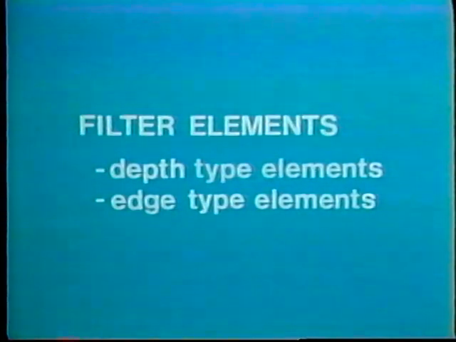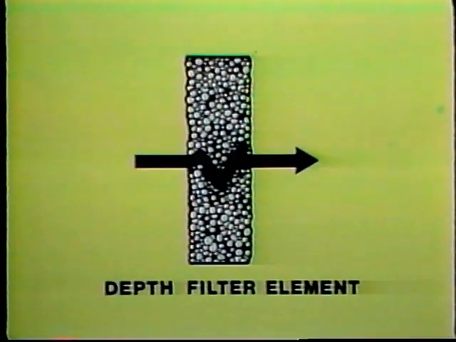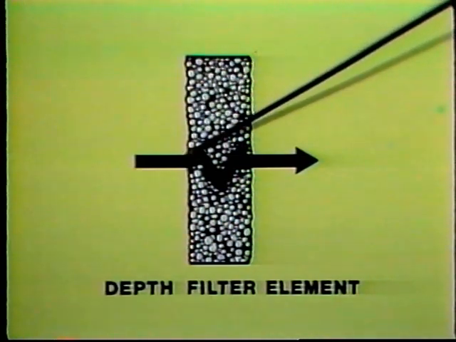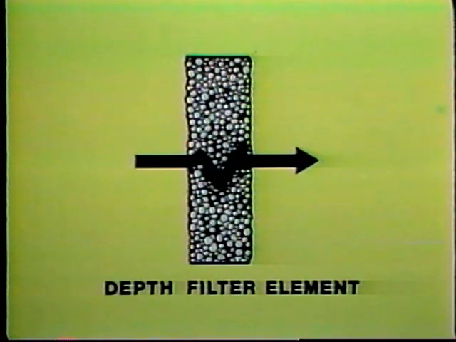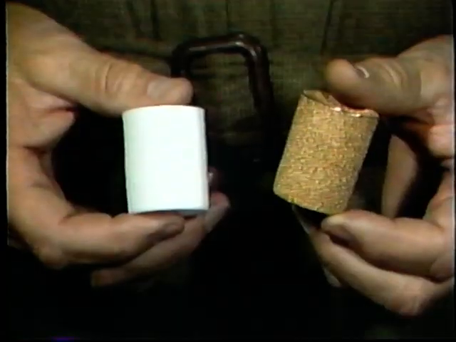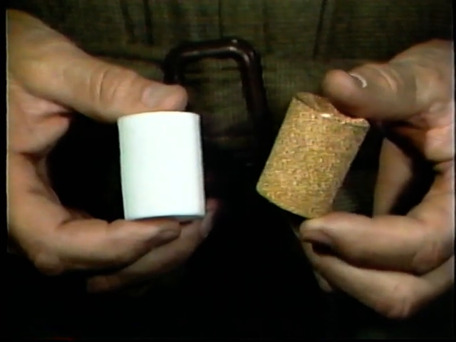Filter elements are generally divided into 2 types: depth type and edge type. With the depth type element, air is forced to pass through an appreciable thickness of material. Dirt is trapped as the air moves through the small openings in the filter material. Here are some typical depth type elements.